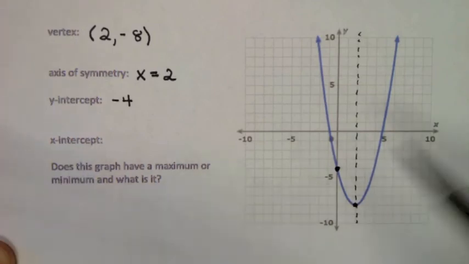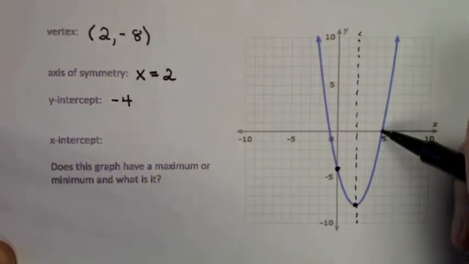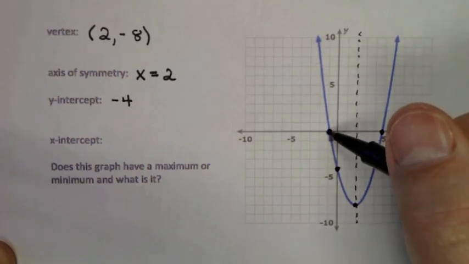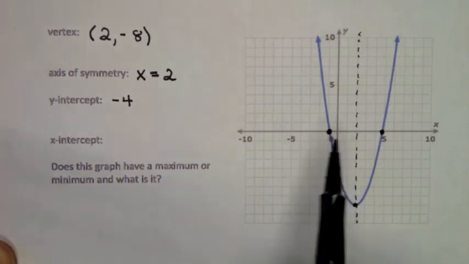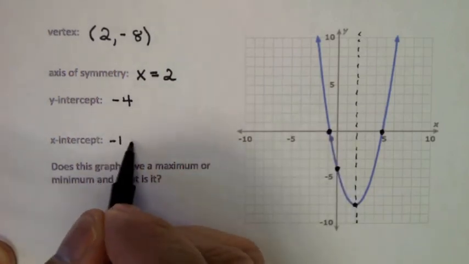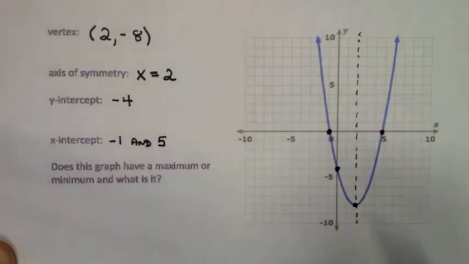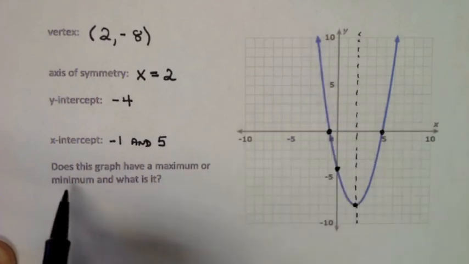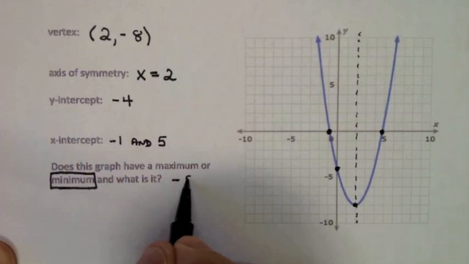What's the x-intercept? Where does this graph run into the x-axis? Right here and right here. The x-intercepts are -1 and 5. Does this have a maximum or minimum? This has a minimum. What's the minimum value you can have? How far down can you go on this? You can go down to -8.